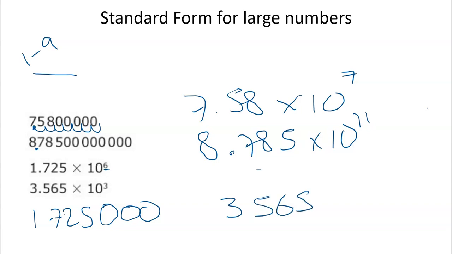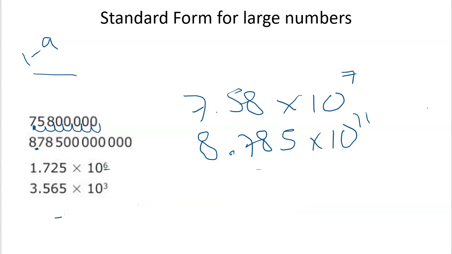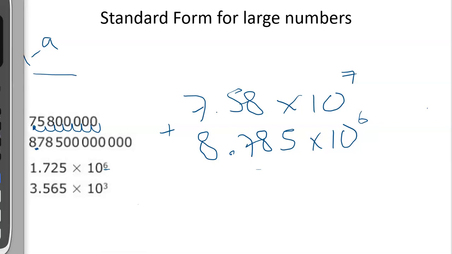Now there's a few things that you might be asked to do with these numbers other than just convert them in and out. You might be asked to add numbers together, for example. Maybe not numbers like this, but maybe if we change this to times 10 to the 6, then you might be asked to add these numbers together, and you can do that on your calculator.